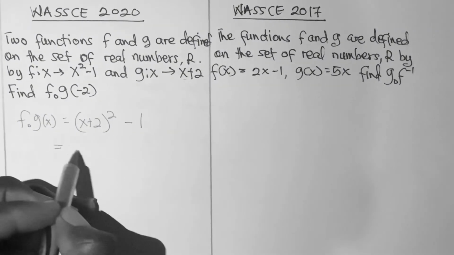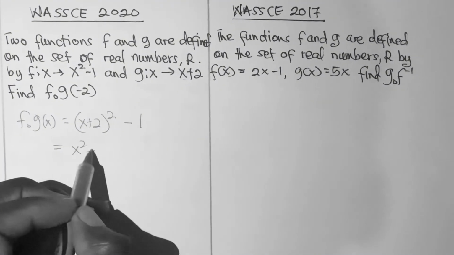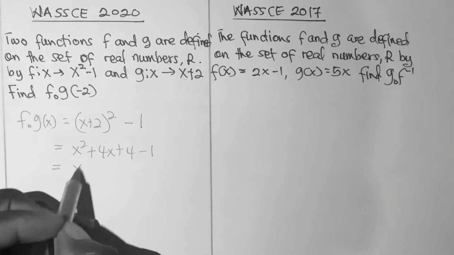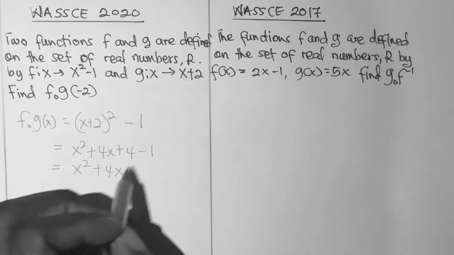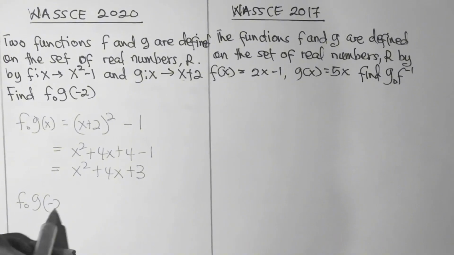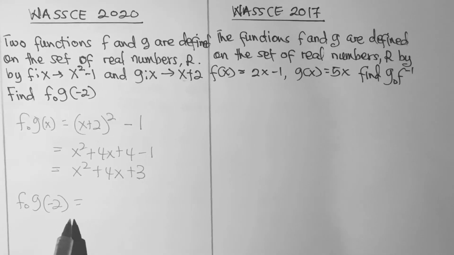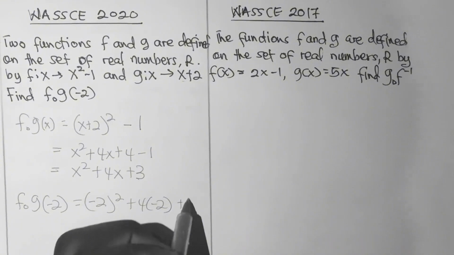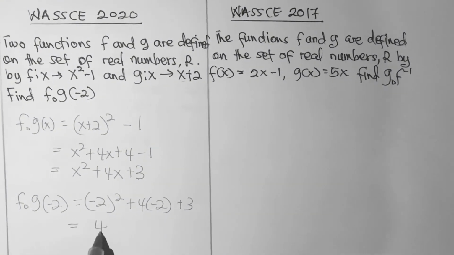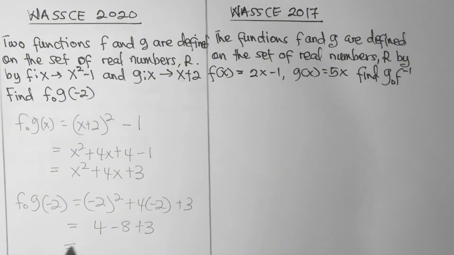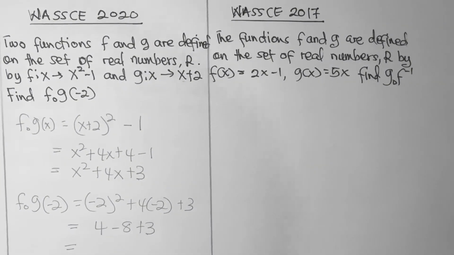So this becomes x squared, then 2 times x is 2x, times 2 becomes 4x, plus 2 squared, 4, minus 1. This is equal to x squared plus 4x, then 4 minus 1 is 3. So f of g of minus 2: wherever we see x here, put minus 2. So this becomes minus 2 squared plus 4 times minus 2 plus 3. So minus 2 squared is 4, 4 times minus 2 is minus 8, plus 3. And that is equal to 4 minus 8 is minus 4, plus 3, gives us minus 1.